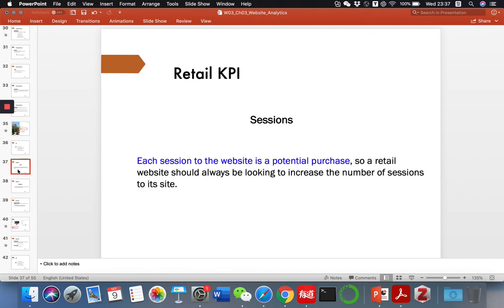Okay, first of all, retail website. So how about KPIs for retail websites? The first metric we care about is sessions, because each session to the retail website means a potential purchase. So it's a very important first step for the retail website to get more revenue from the traffic.